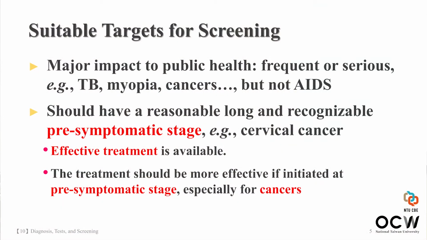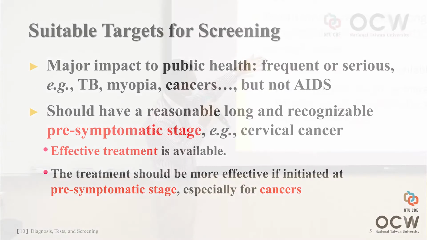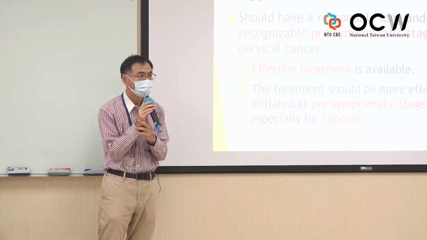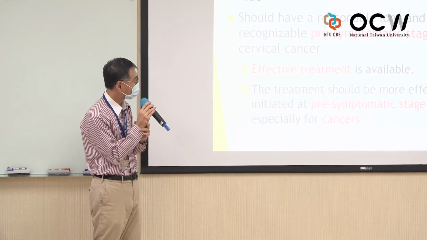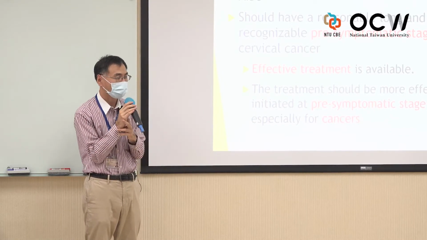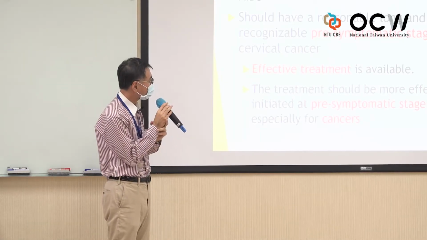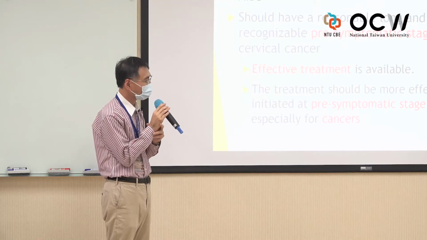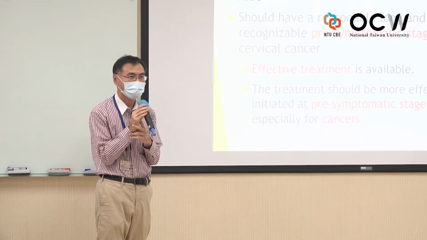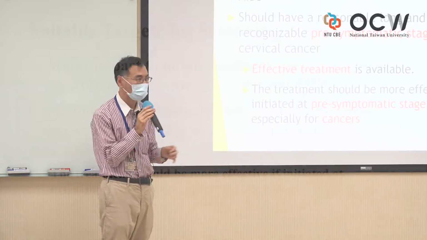Yeah. For the target of screening, it should have a reasonably long and recognizable pre-symptomatic stage. Cervical cancer would be a great example. The pre-symptomatic stage could be as long as 15 or even 20 years. So if we could identify the sufferers of cervical cancer, it would be easy to deal with by surgery plus some chemo or radiotherapy, and maybe not chemo, radiotherapy. Then the 5-year survival rate could be very high, higher than 95% or something like that.